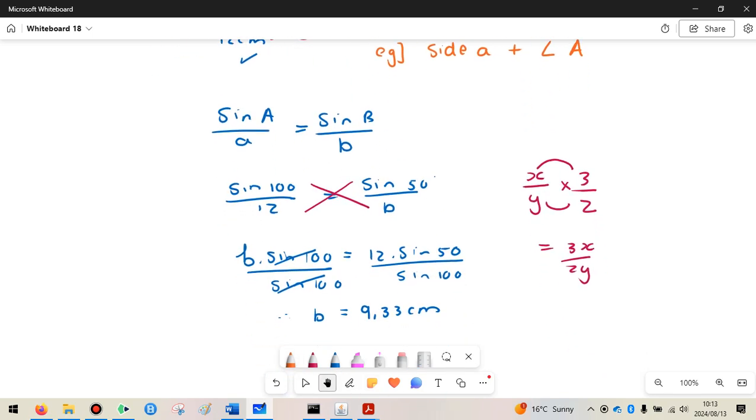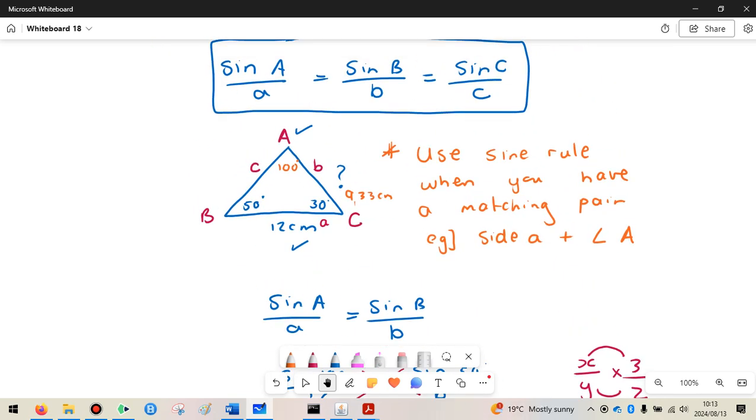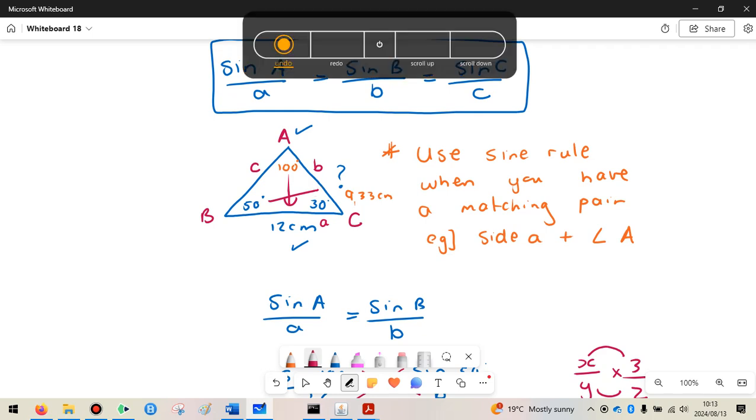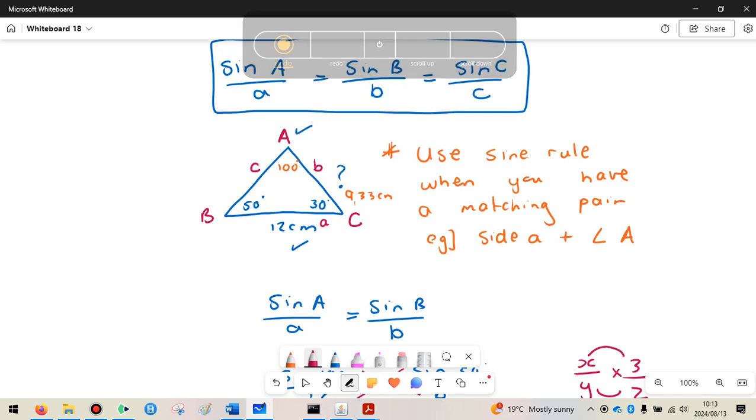So the way you check if that makes sense, we obviously don't know 100% if it's right, but if you look at this, the 50 degrees is opposite the 9.33, whereas 12 centimeters is opposite the 100 degrees. So the bigger side should be opposite the bigger angle, and the smaller side should be opposite the smaller angle. So this does make sense. So I'm thinking I'm on the right track, even though we don't know 100% always if we're right.